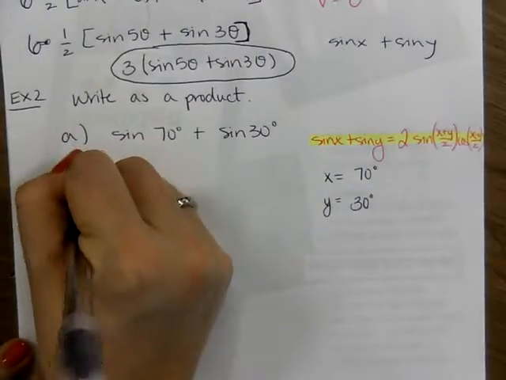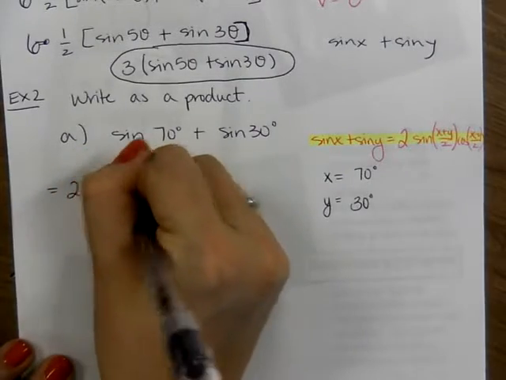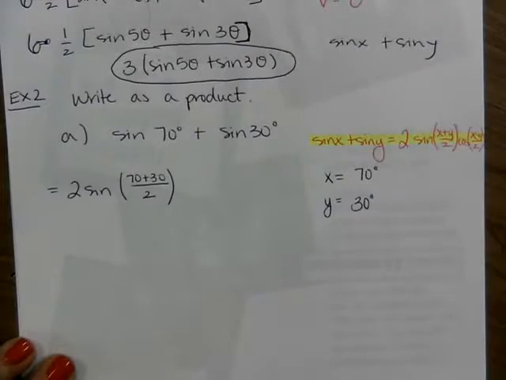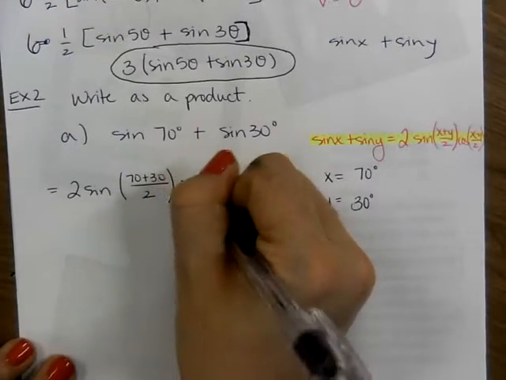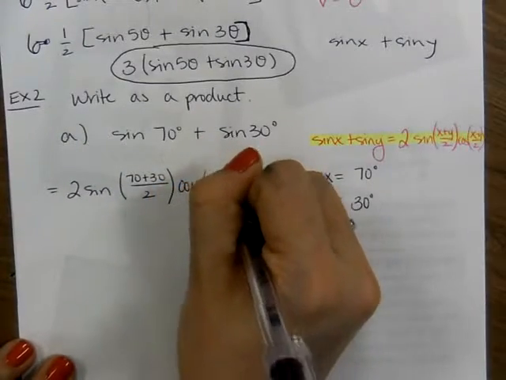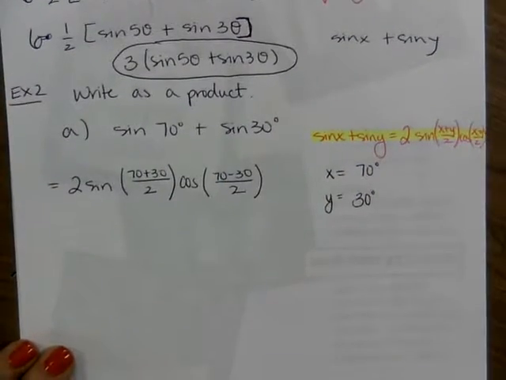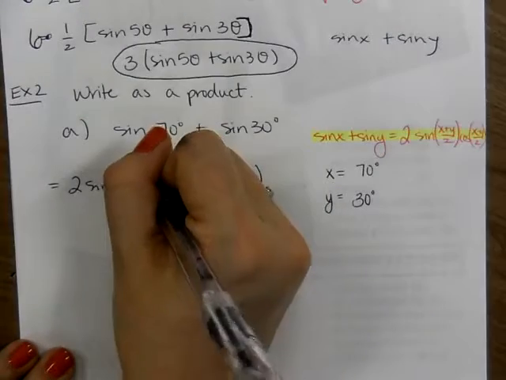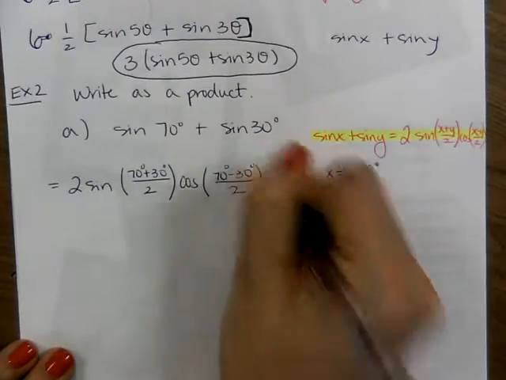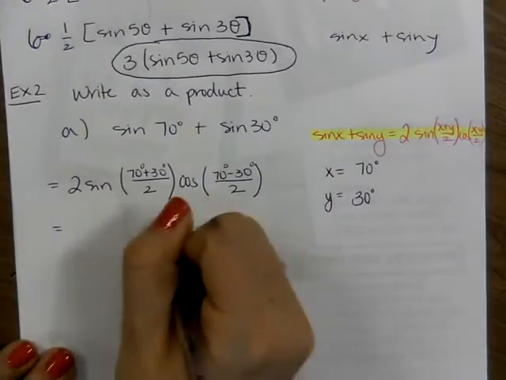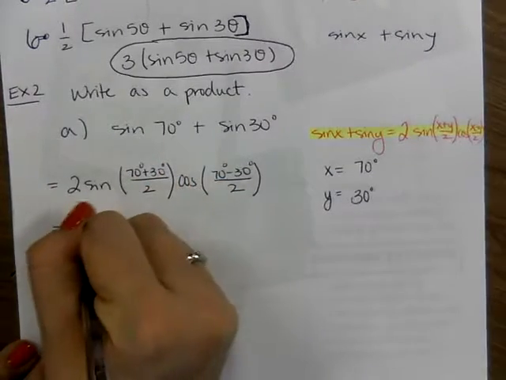So I'm going to have 2 times the sine of (70 plus 30) divided by 2, times the cosine of (70 minus 30) divided by 2. You with me? Keep in mind these are degrees, okay? So you might want to write your degree symbol so you don't forget that your final answer may need to be in degrees. So here we get 100 divided by 2, so 50.